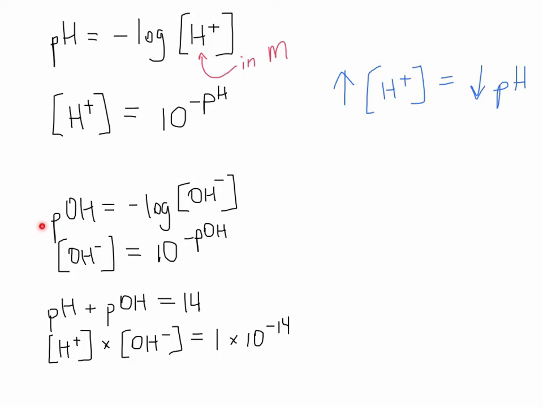Now to find pOH, a similar equation: pOH is equal to the negative logarithm of the OH- concentration, and the concentration of OH- ions is equal to 10 to the negative pOH. Combining the pH and pOH ideas together is this last subset of equations. The pH plus the pOH is equal to 14, or the concentration of H+ ions times the concentration of OH- ions equals 1 times 10 to the negative 14.